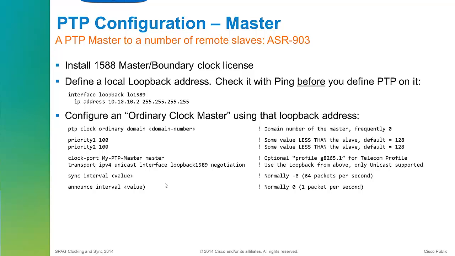ASR 903, remember for this you need a license, boundary master clock license. A special timing license. You didn't need the timing license on the 901 for master, only for boundary. We define again a loopback address 1589, very much the same as before, where it's an ordinary clock. We set priority to be 100. It's a master interface. It's IPv4 unicast. This is the loopback address, which is the same as the one up here.